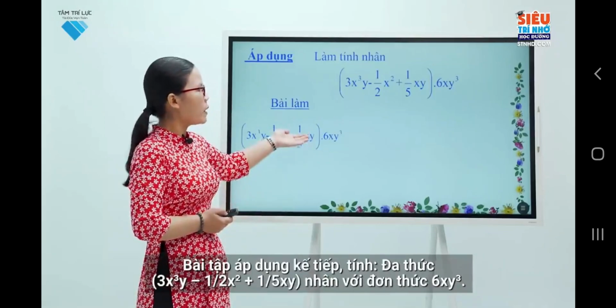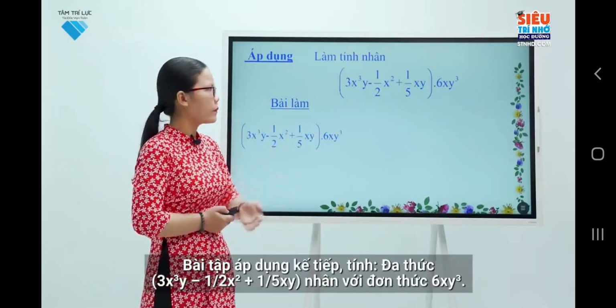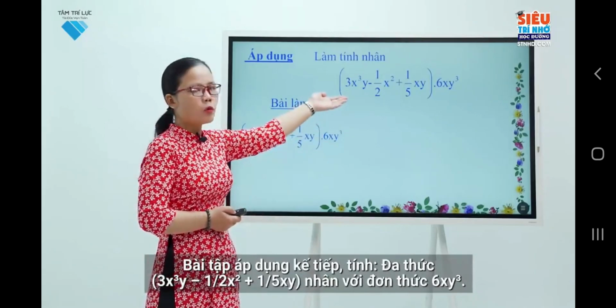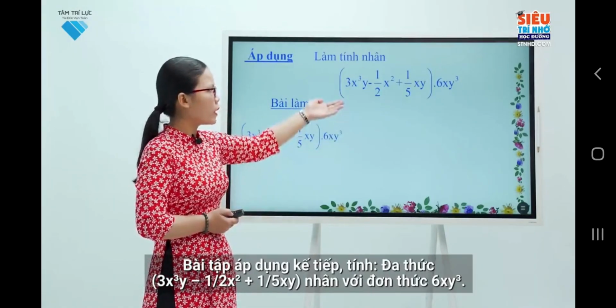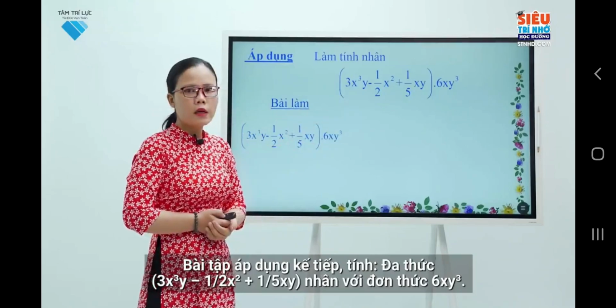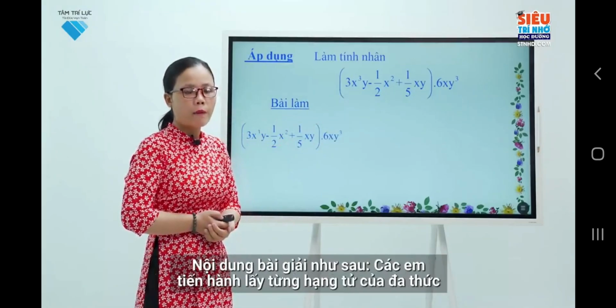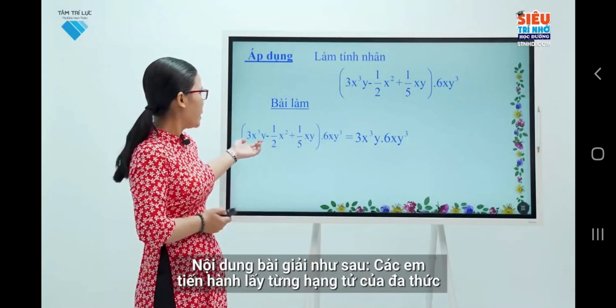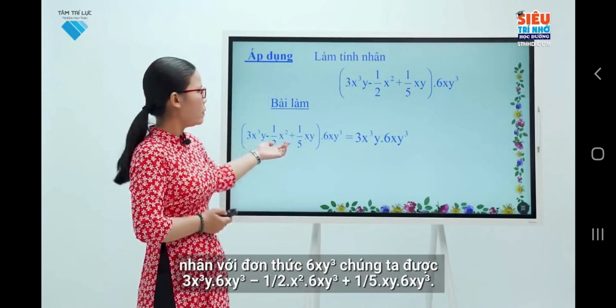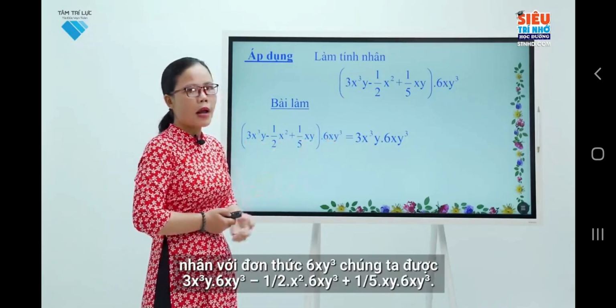The next applied exercise, calculate the polynomial 3x to the third y minus 1/2 x squared plus 1/5 xy multiplied by the monomial 6xy to the third. The content of the solution is as follows. You multiply each term of the polynomial by the monomial 6xy to the third.